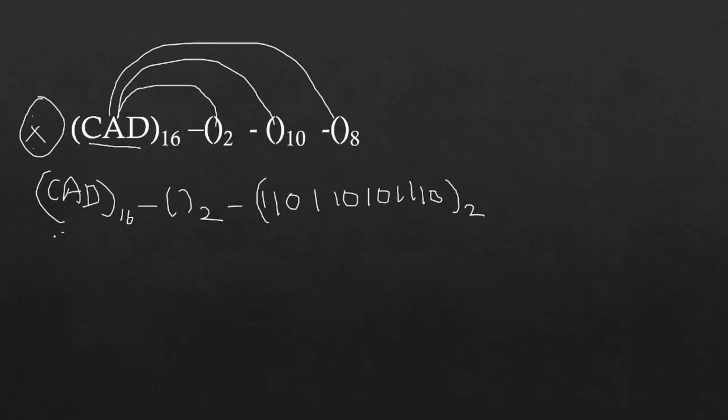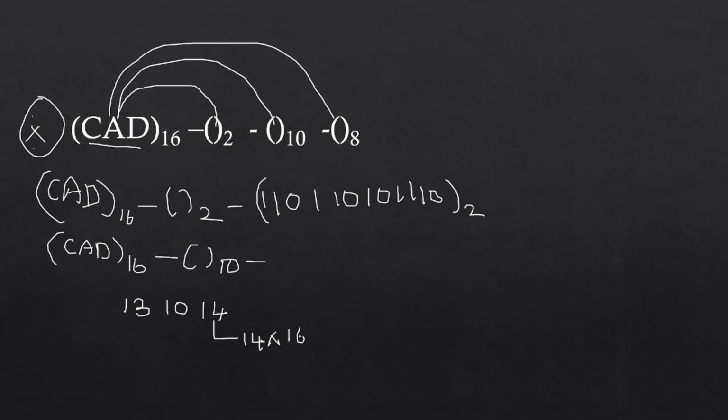After that, CAD to the base 16. How can you convert to binary? Sorry, decimal. Decimal, how can you convert? You have to multiply by 16 to the power of positional value. So what is C here? C is nothing but 13. And A is nothing but 10. D is nothing but 14. So you have to take here 14 into 16 to the power of 0. Remember? And 10 into 16 to the power of 1. And again, here 13 into 16 to the power of 2.